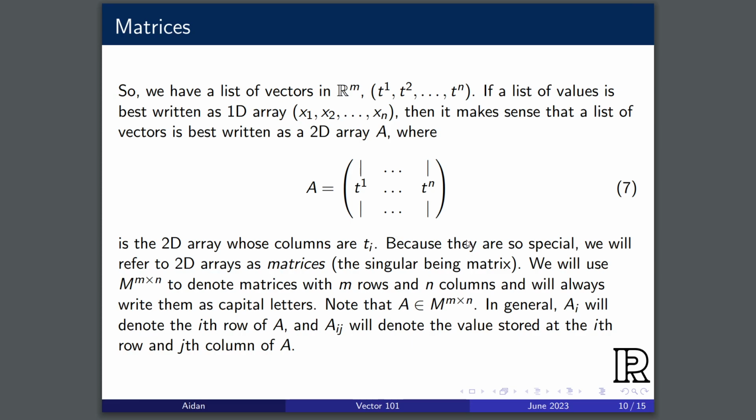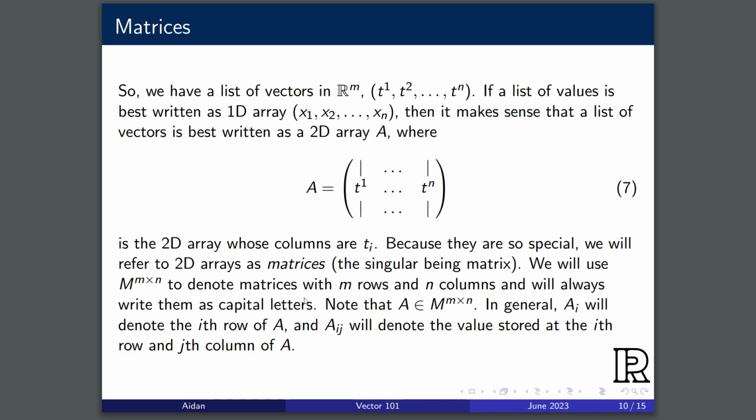Now we're going to talk about these 2D arrays a lot, and we're going to talk about some properties that they have. And so we're going to call these 2D arrays matrices. So fundamentally, a matrix is just a 2D array where every element in that 2D array is a scalar. So we're going to say that R^(m×n) is just the set of all matrices with m rows, so rows are going left to right, and n columns, so columns are going up and down.